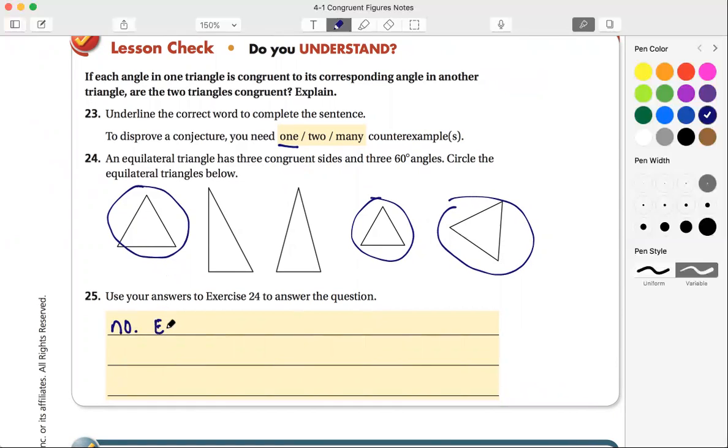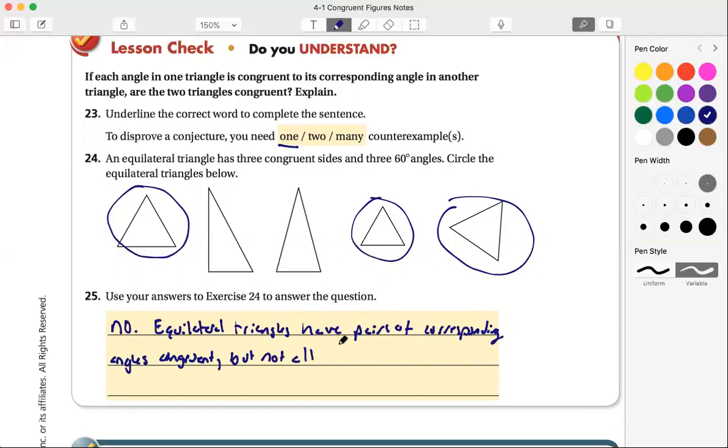Okay, so equilateral triangles have all pairs of corresponding angles congruent. But not all equilateral triangles are congruent.